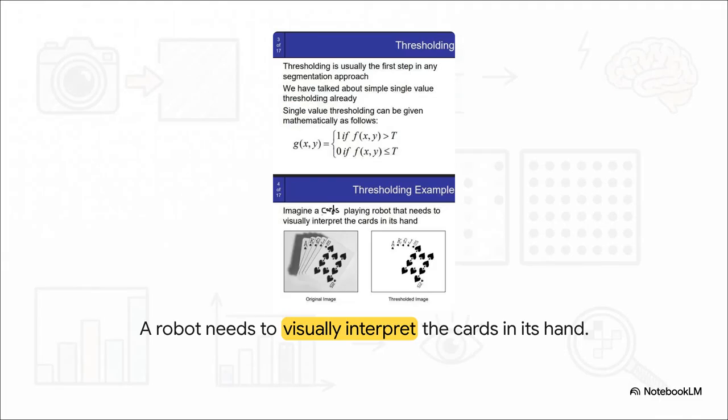See, when a computer looks at this picture, it doesn't see a hand of cards. Not at all. It sees a giant grid of pixels, and each of those pixels just has a brightness value. It's a mess of numbers. So before that robot can even think about what to play, it has to simplify all that data down to what actually matters, the symbols on the cards.